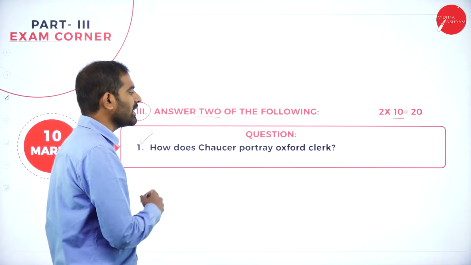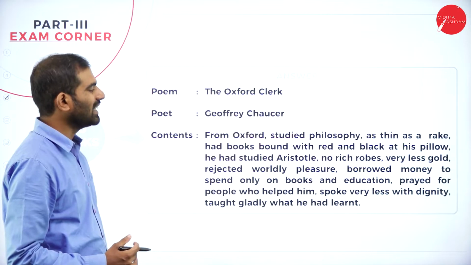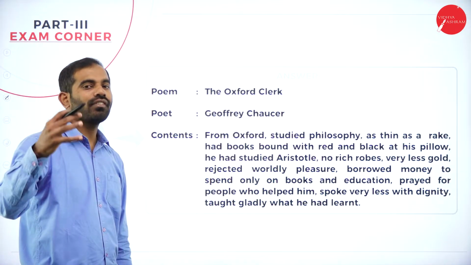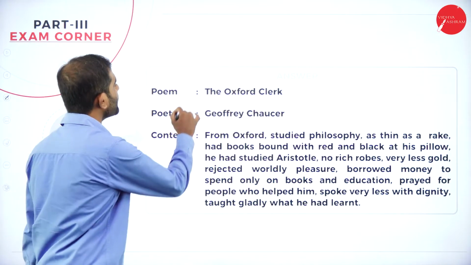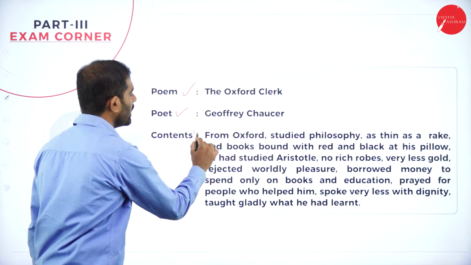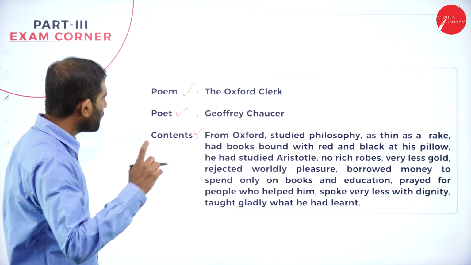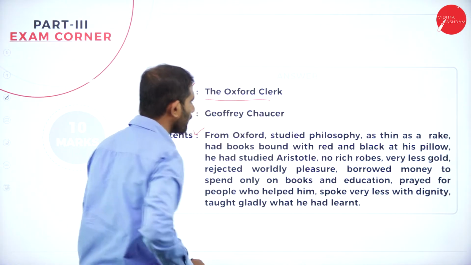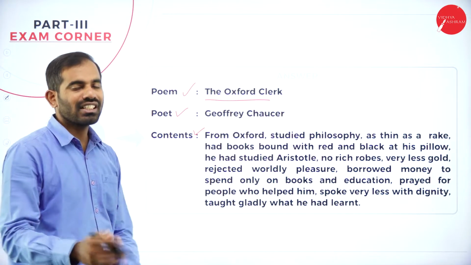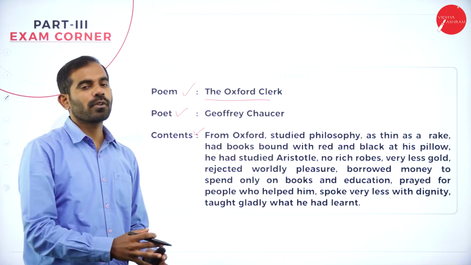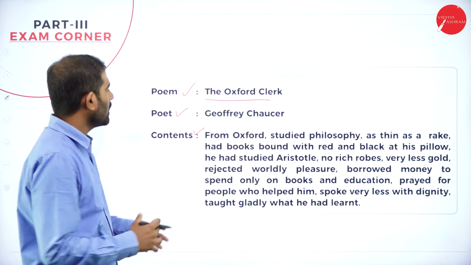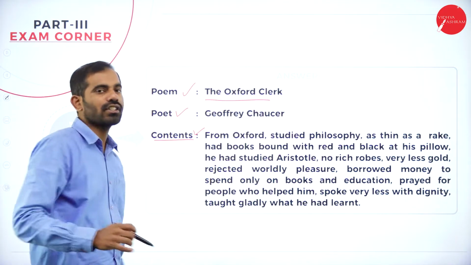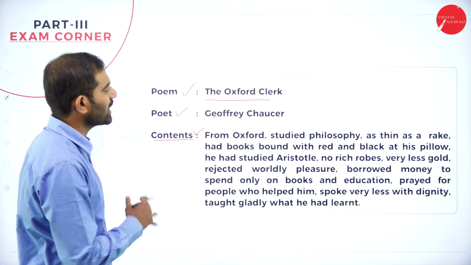Now what is the content you have to include in this answer? As I tell my students, it is one of the important criteria to maintain these 3 contents. The very first content is about the poem. You have to mention the title of the poem, the Oxford Clerk. Now this question is from the poem, the Oxford Clerk. The poet is Geoffrey Chaucer, and what are the contents you have to include in this question?